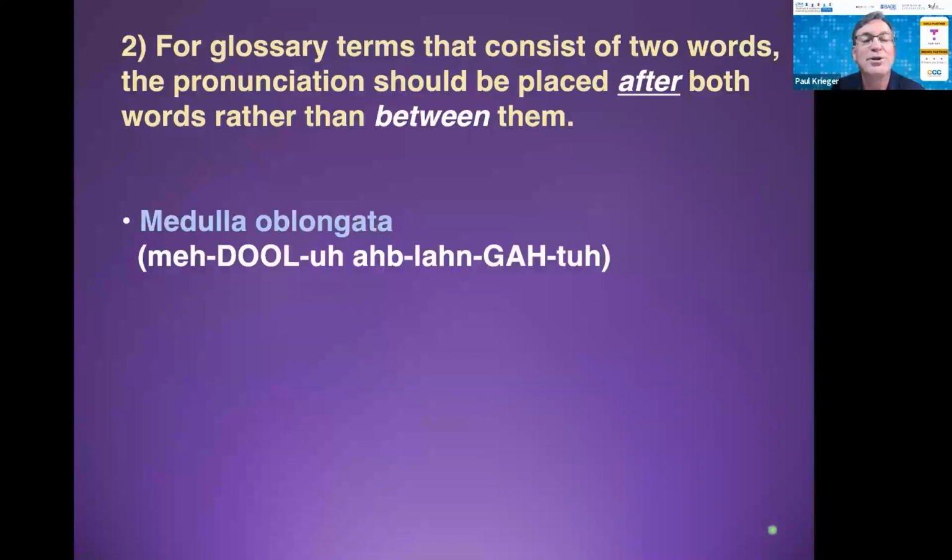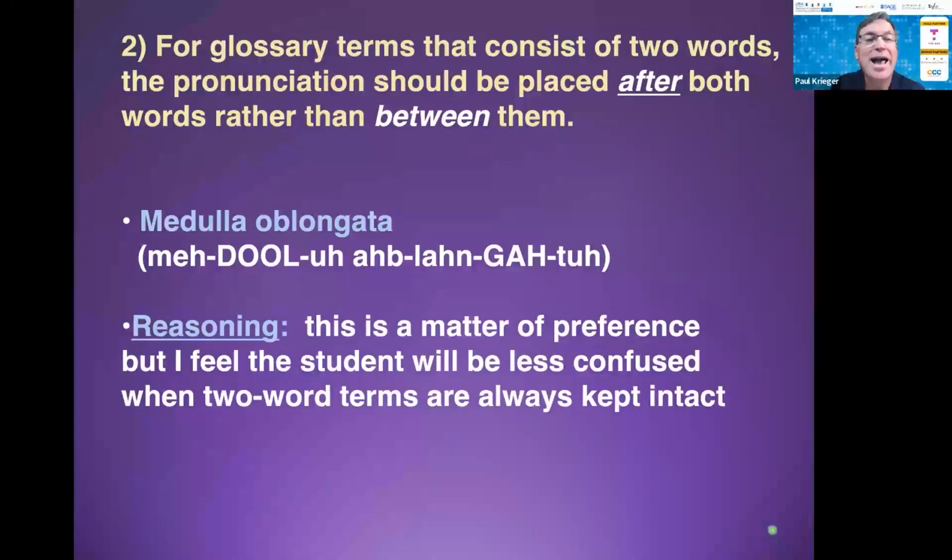So for example, in the term medulla oblongata, I have kept the full term intact. It's 2 words, and then I put the pronunciation afterwards. So what was my reasoning for this? This is a matter of preference, but I feel that the student will be less confused when you have 2-word terms kept intact and you don't insert the definition between them.